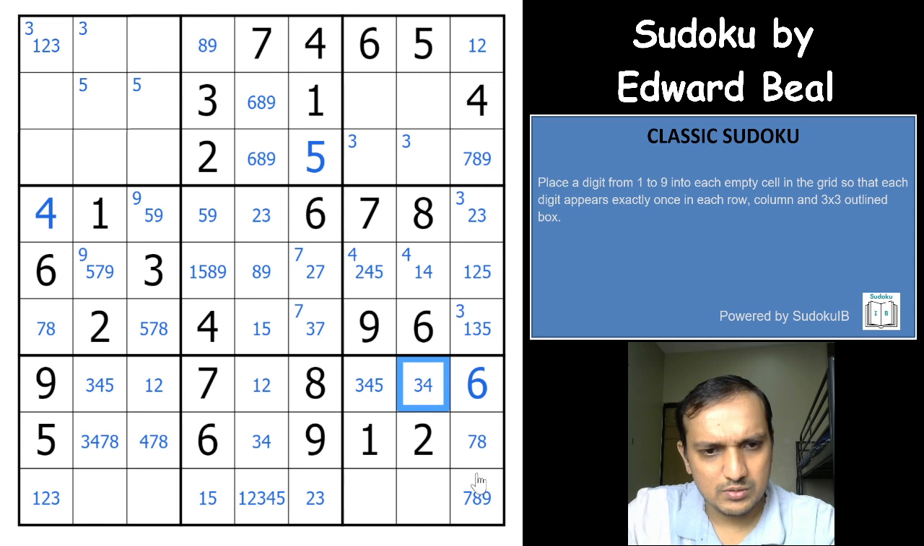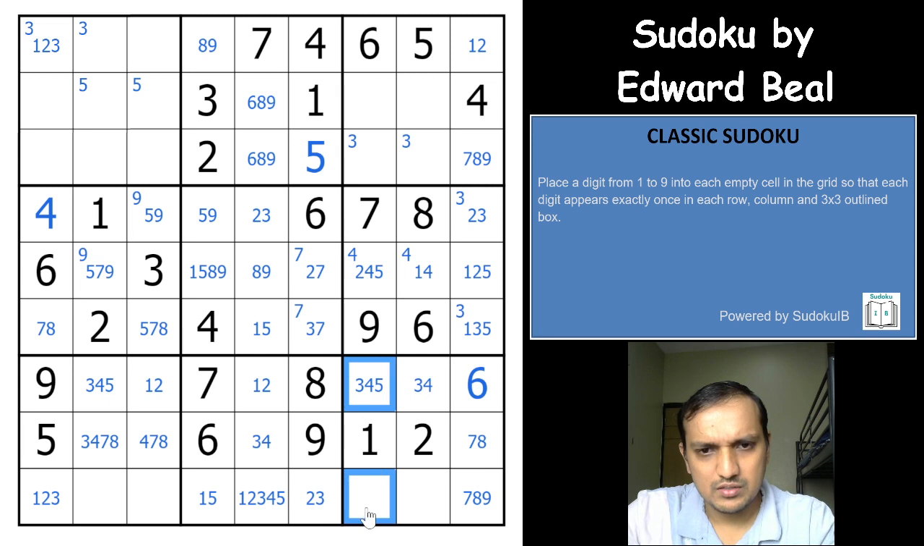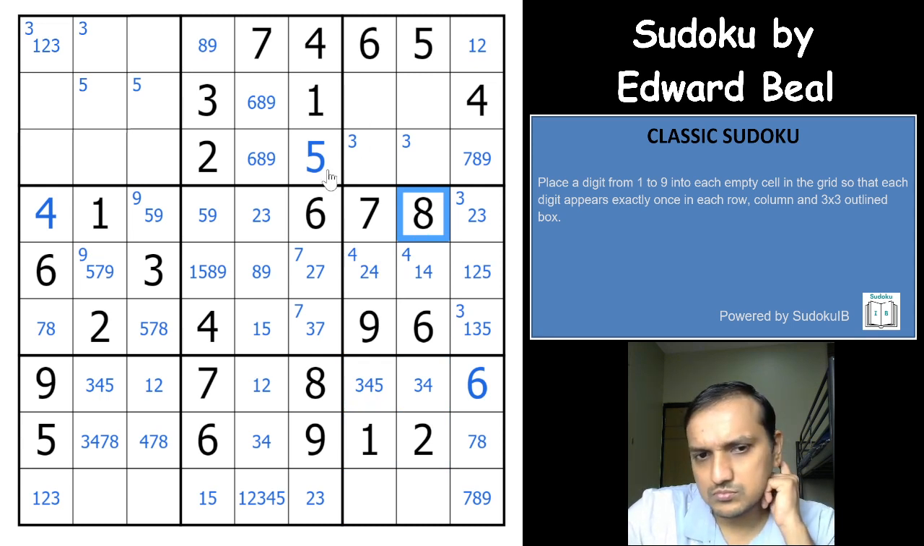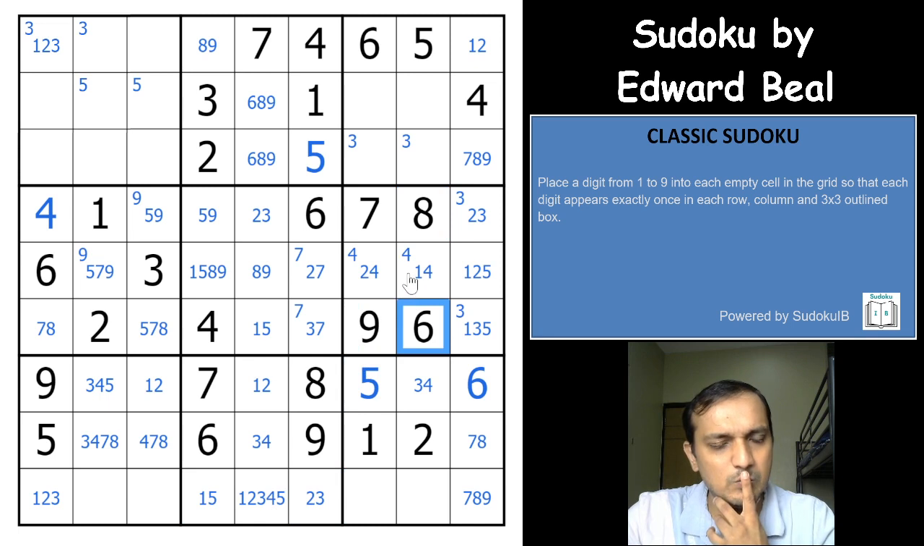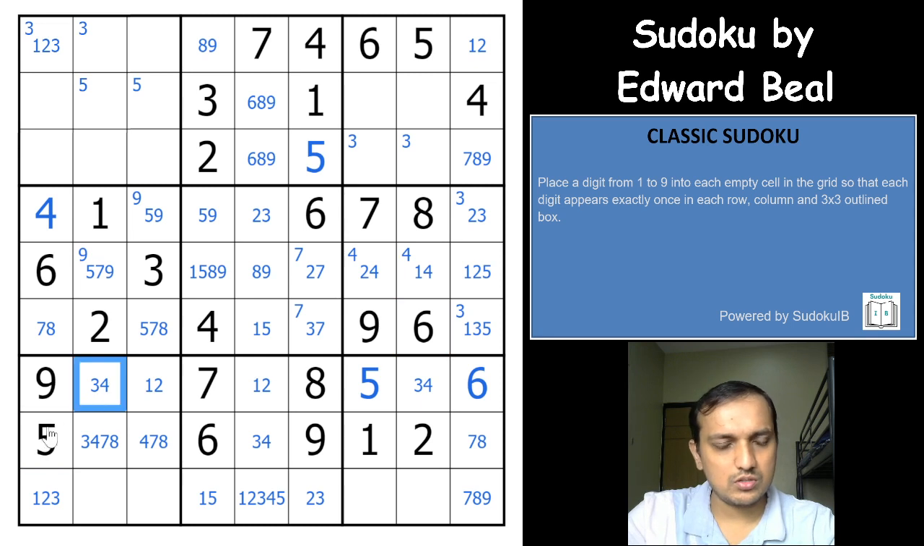5 cannot be here, 5 can be here, 5 can be here, right? You have a pointing of 5 here, so this is not a 5. Oh, you have a pointing of 5 in box 8 as well, so this is not a 5, this is a 5 here. This should be completed now. We can complete this Sudoku, I think. You got a 6, you got a 5. This is not a 5 now. Of course, it was not a 5 earlier as well.